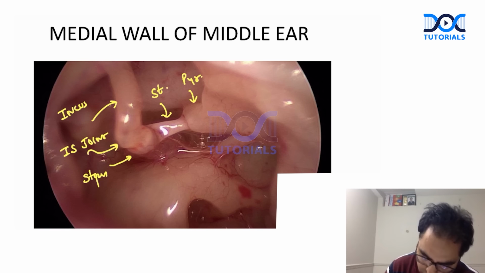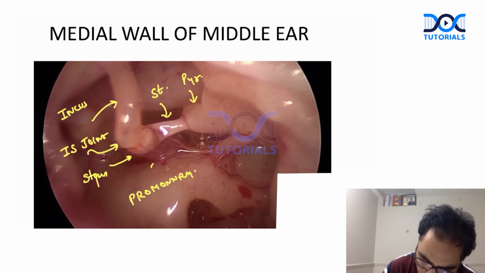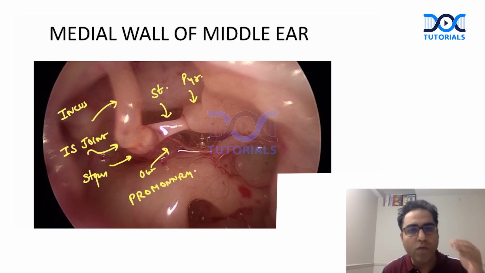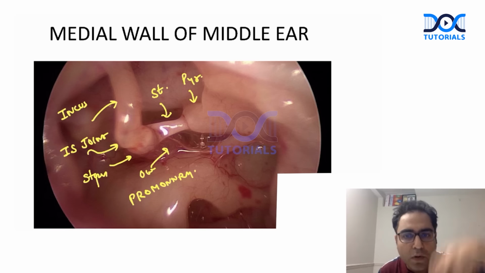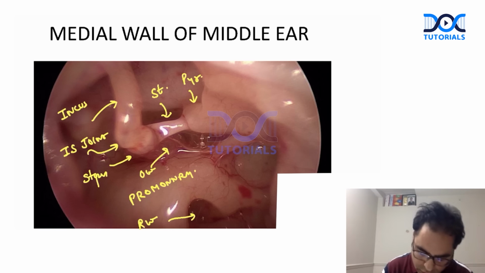Now, what is this projection? This projection is the promontory. I told you the promontory is a projection of the basal turn of the cochlea on the medial wall of the middle ear. What is this window? Oval window. Why? Because the oval window is where the stapes footplate is attached. What is this window? This window is the round window.